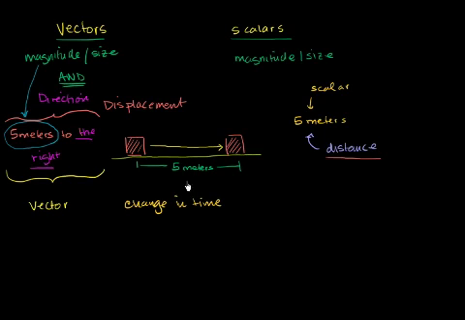let's say that the change in time was 2 seconds. So maybe right when the block started moving, on my stopwatch it said 0, and when it got to this position, my stopwatch said 2 seconds. So the change in time, or the duration we're dealing with, is 2 seconds.